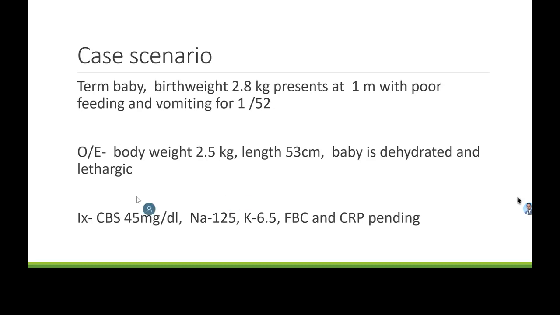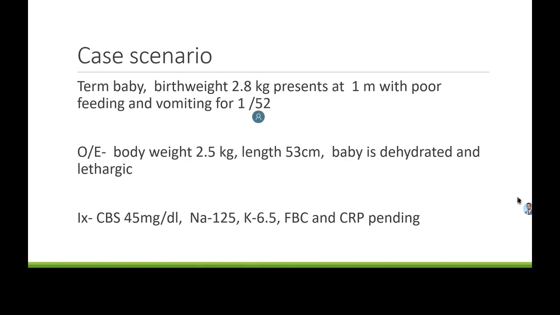So the capillary blood sugar at the OPD has been 45 milligrams per deciliter. And we have the serum electrolyte report available. The sodium is 125 and the potassium is 6.5. And full blood count and CRP has been sent, but it is still pending. So take a minute and think about this scenario. If you are the medical officer, the doctor attending to this baby, what your thoughts would be.